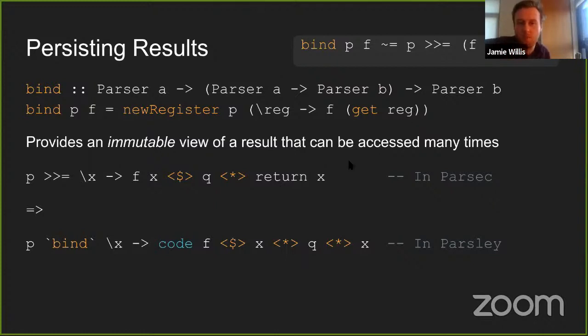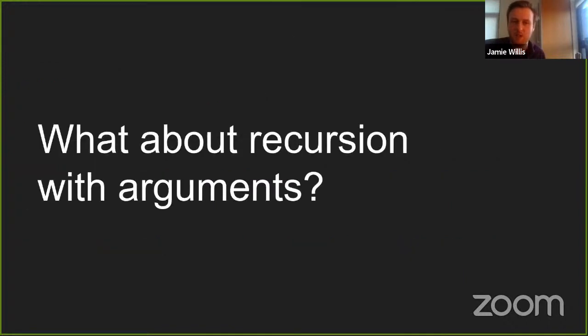So in Parsec, if we have some contrived example like this, we have p bind x, f of x onto q onto return x. In Parsley, we can do basically the same thing, but instead of using x as a value, it is a parser in its own right. So no return x, you just use x, and we can't say f of x, we have to say f mapped onto x. That's really the only difference. So that can actually get a lot of it back on its own. So the persistence thing is now solved.